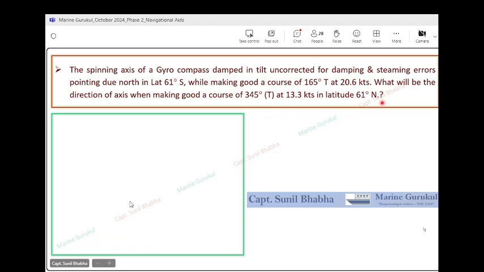Now have a good look at the question, beta. Let me know if any doubts are there in the question itself. Okay, let's go into the solution.